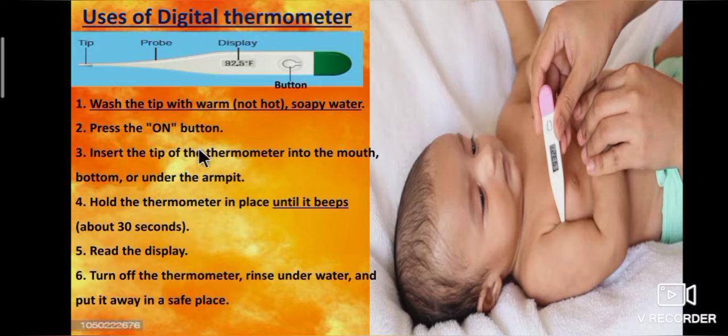Third point, insert the tip of the thermometer into the mouth bottom or under the armpit. Fourth point, hold the thermometer in place until it beeps, about 30 seconds. After that, read the temperature. Read the display. It shows some temperature. At last, turn off the thermometer, rinse under water and put it away in a safe place.